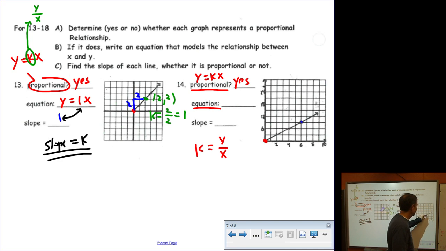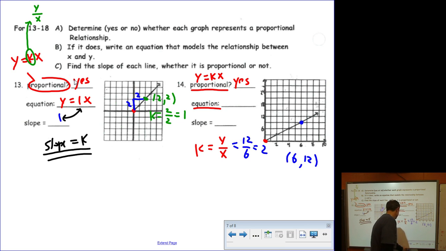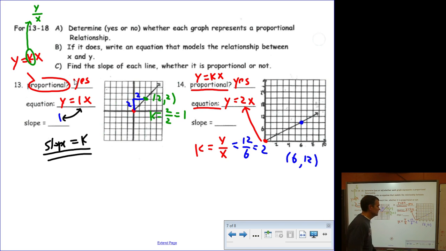So I see a point right here. This is the point 6, 12. So the k value would be 12 over 6, or 2. Therefore, the equation would be y equals 2x, simply putting the k value in for k. And the slope of this line, well, the slope would be the same.